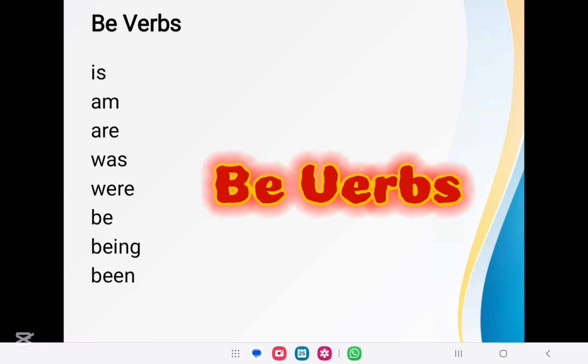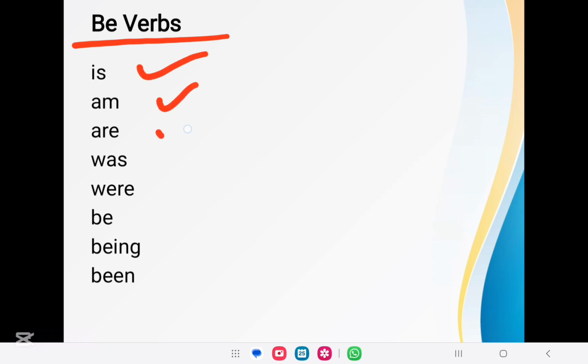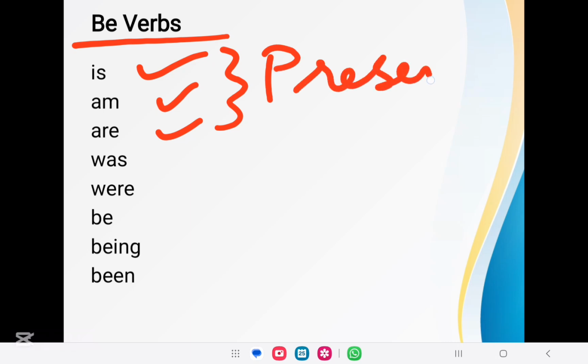These auxiliaries or helping verbs are used whenever we have to make progressive or continuous tenses, or perfect tenses or perfect continuous tenses. So first let's be clear about what these auxiliaries actually are. First of all, in auxiliary or helping verbs, we have be verbs. In be verbs, we have is, am, are. These are used for present continuous tense.